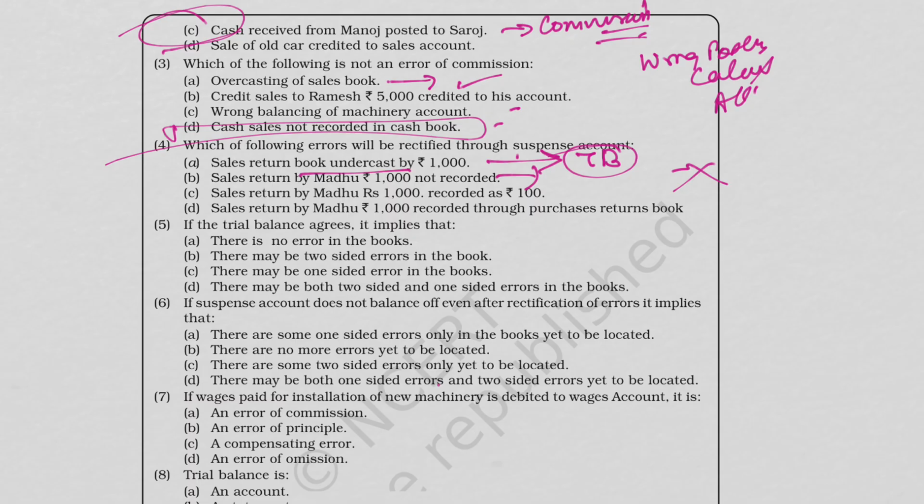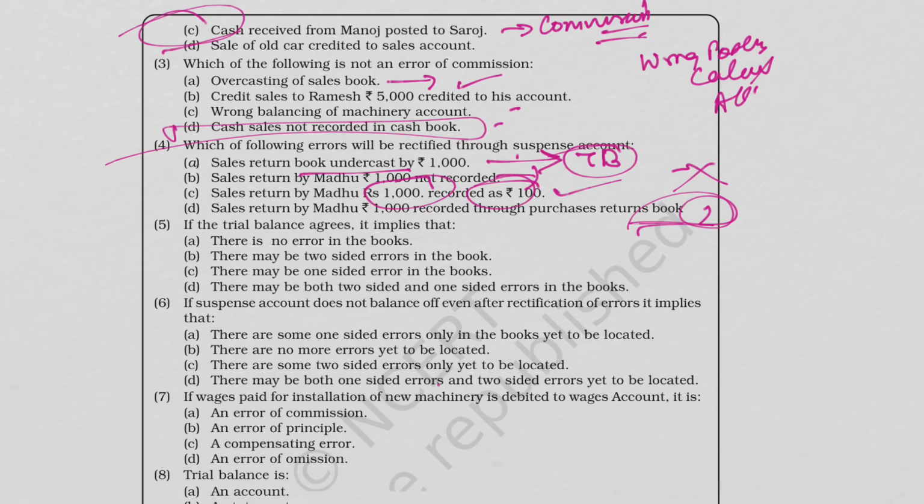Then we have sales return by Madhu rupees 1,000. It is recorded as 100. So here sales return of 1,000 recorded as 100. Both the sides wrong equally. Then sales return recorded through purchase return book. This is a two-sided error.